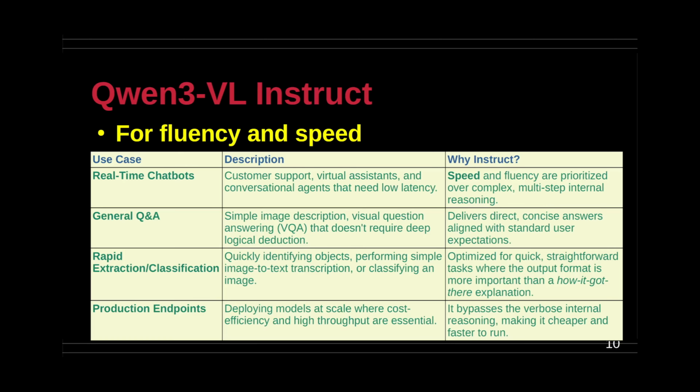Finally, for engineering teams, the Instruct model offers a massive advantage for production endpoints. Because it's optimized to skip that verbose internal reasoning, it runs cheaper and faster at scale. In a production environment where you might handle millions of queries per day, this cost efficiency and high throughput is essential for keeping your deployment economical.